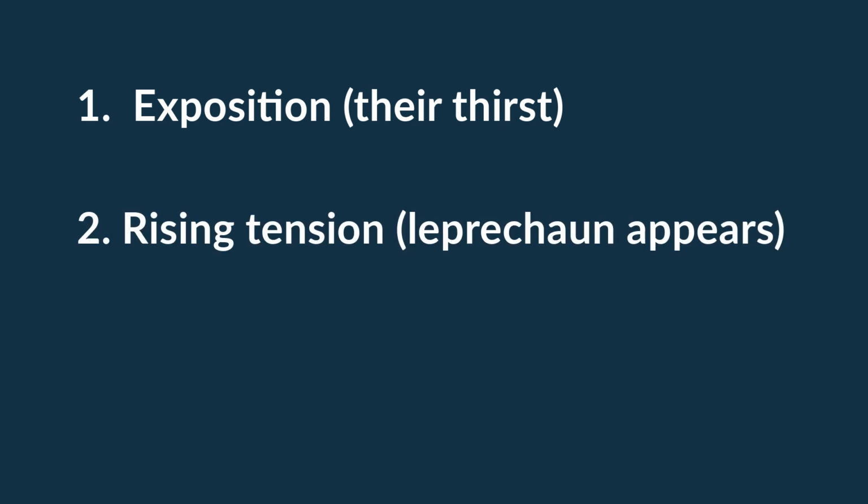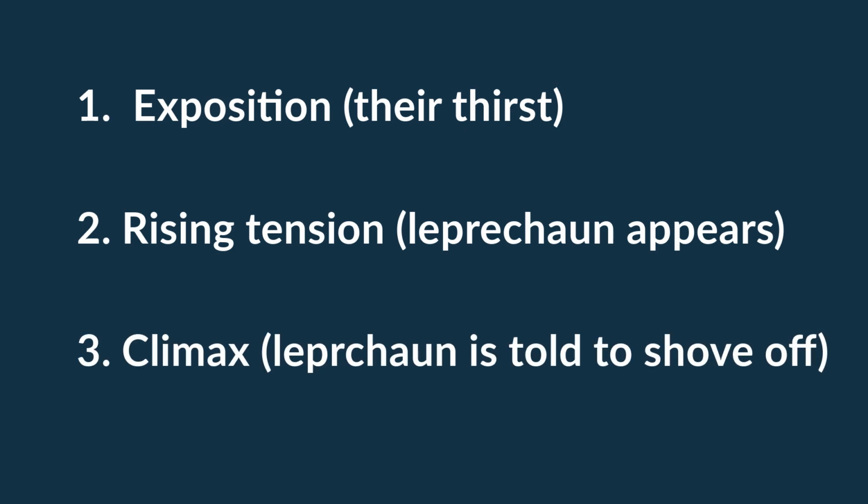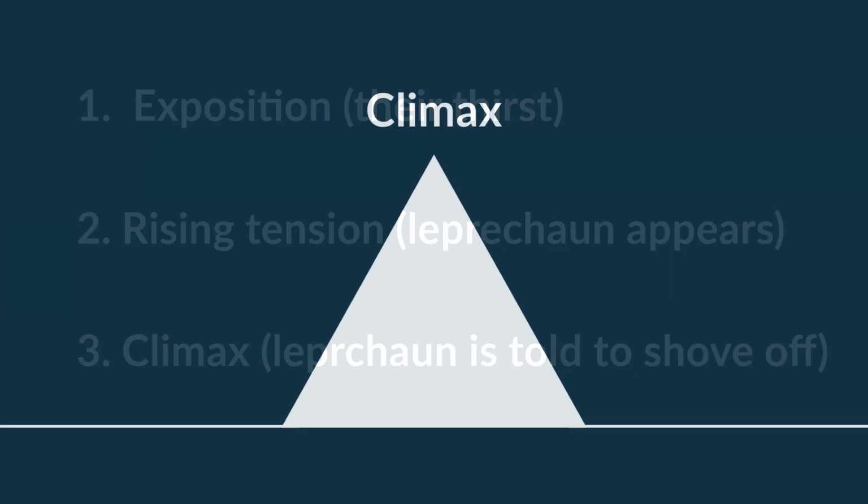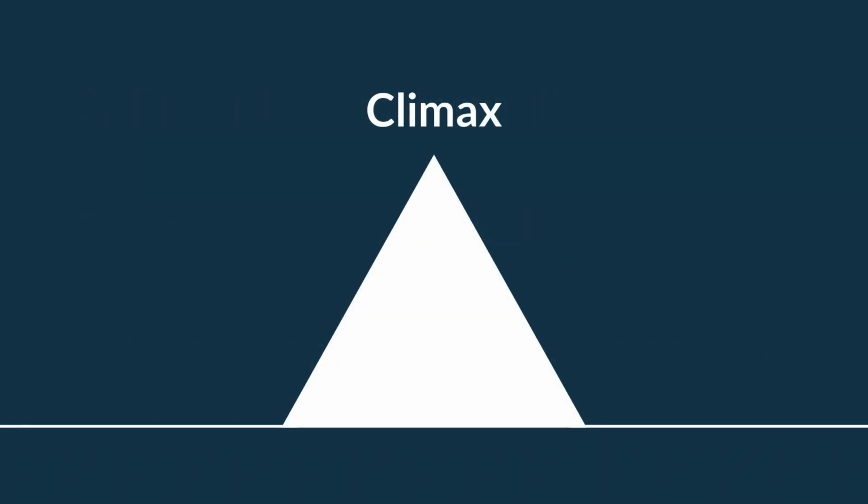We have then the exposition, their thirst, rising tension when the leprechaun appears, and the climax when the leprechaun is told to shove off and they get their drinks. The climax is the peak of the tension when the stakes are highest. We all know the moment. Death Star 2.0 is destroyed, or Brad Pitt asking, "What's in the box?"